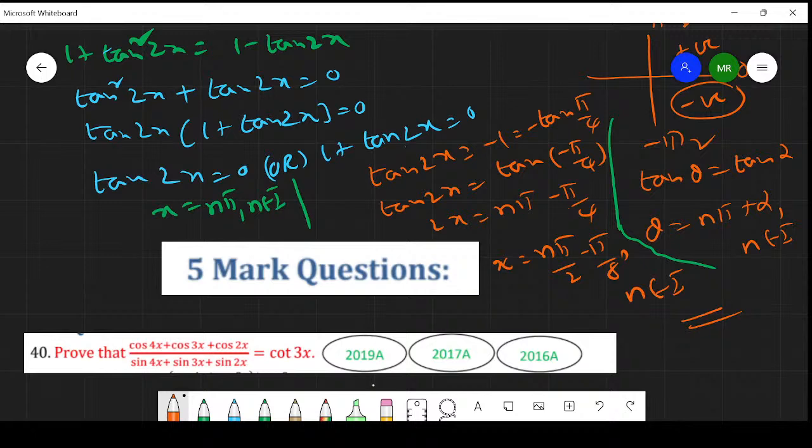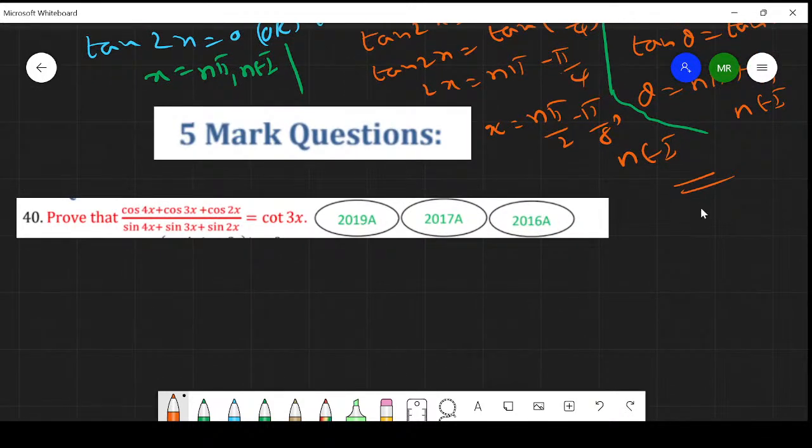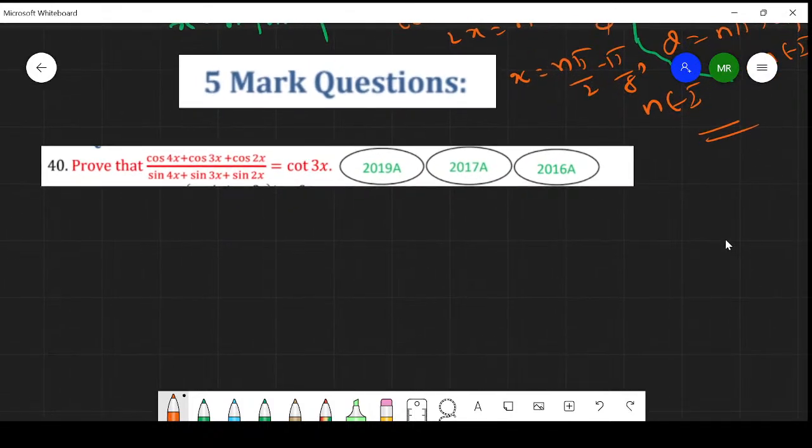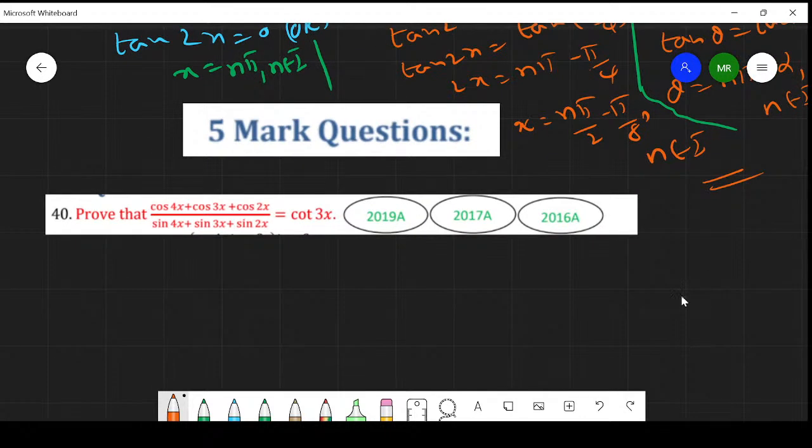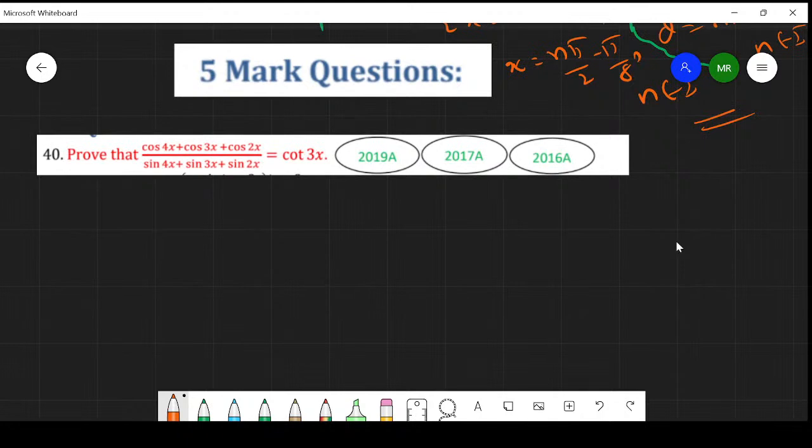Now I am going to explain the 5 marks questions, the most important one. In 5 mark questions, prove that cos 4x plus cos 3x plus cos 2x by sin 4x plus sin 3x plus sin 2x is equal to cot 3x.